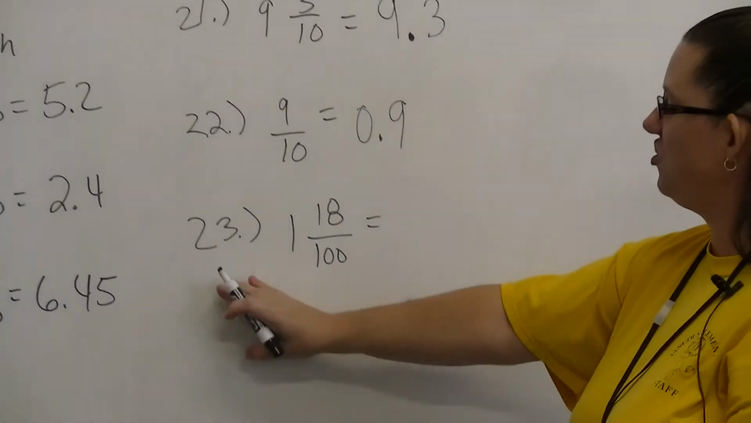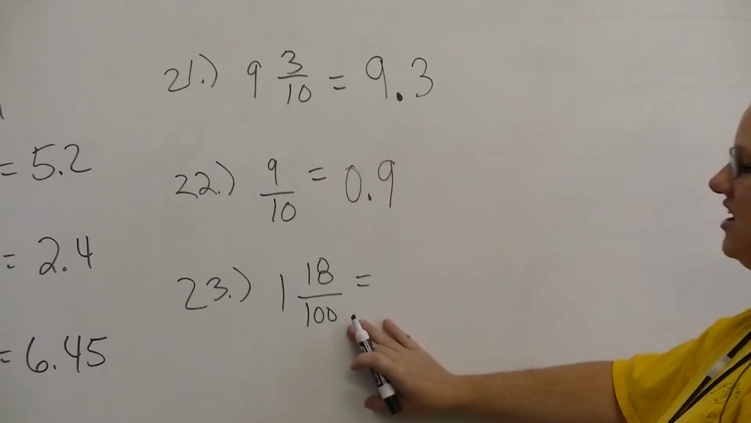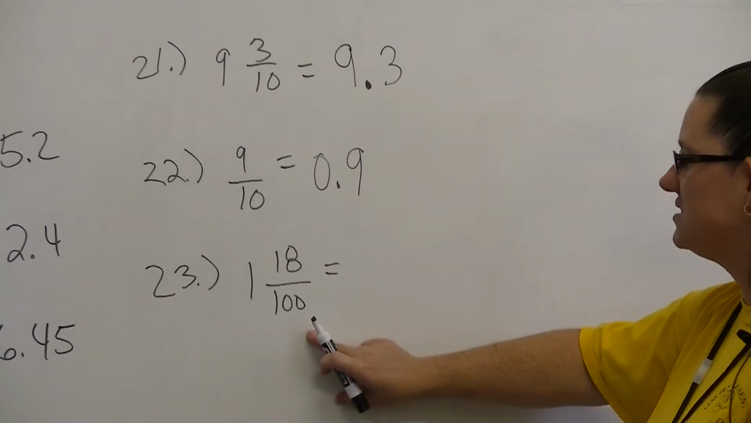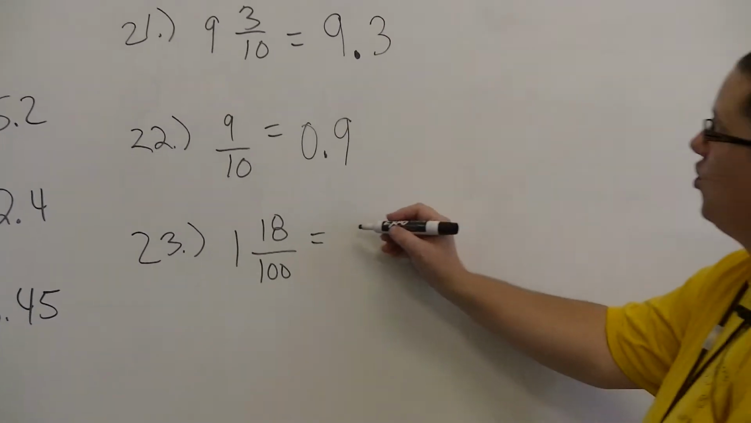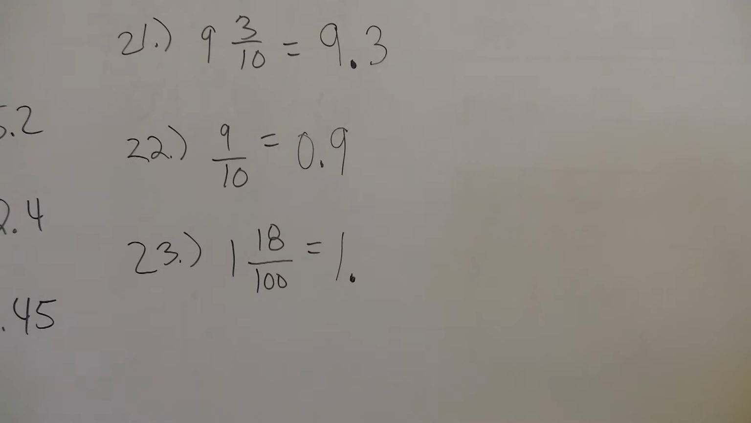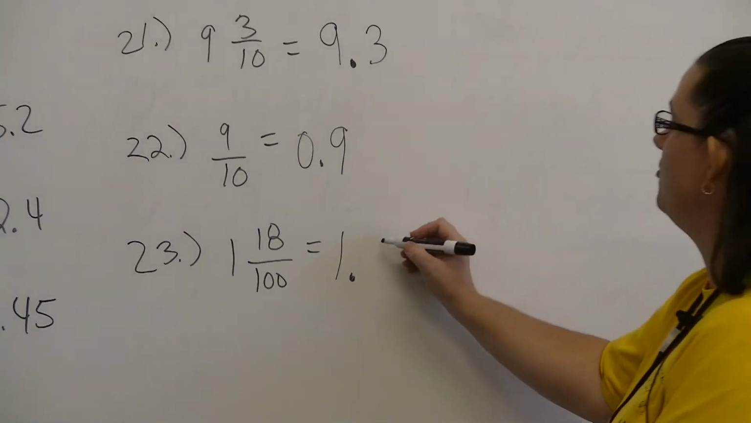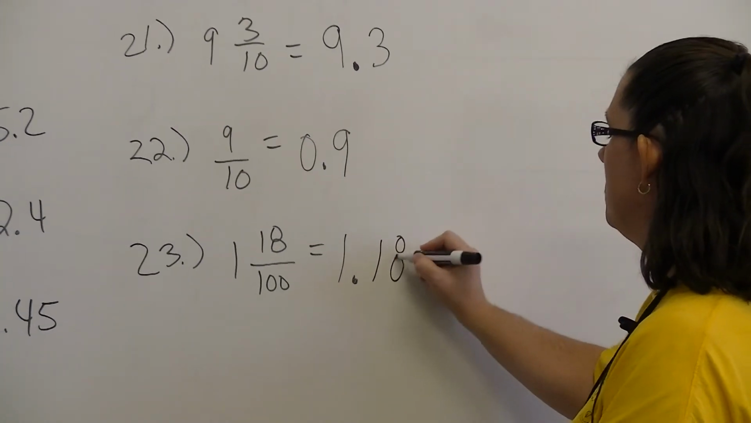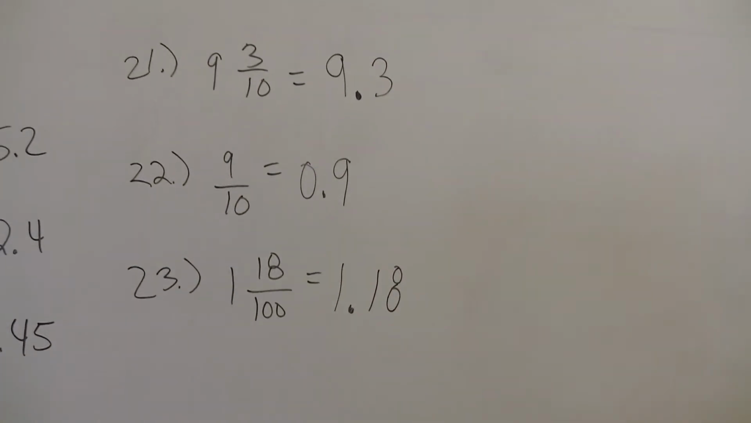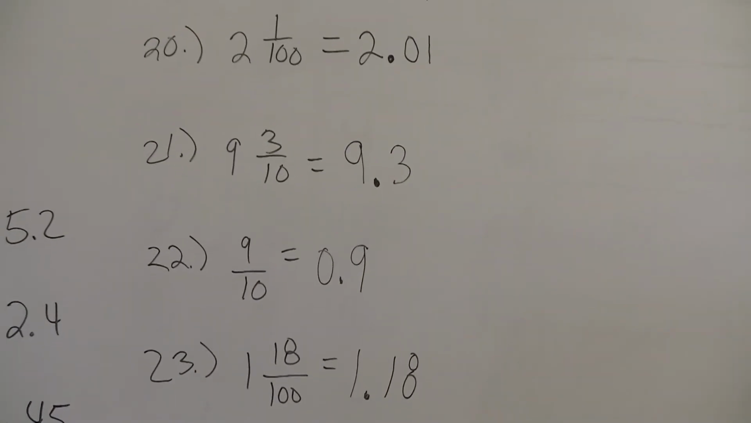All right, number 23. We have 1 and 18 100ths. Again, they went back, and this is a what? Yes, a mixed number. Good. So now I'm going to write 1 as my whole, put my decimal point. Now how am I writing 18 100ths? I know I have to put a 1 and an 8 here. 1 and 18, and 8 is in that hundredths spot. And that is our last task for today.